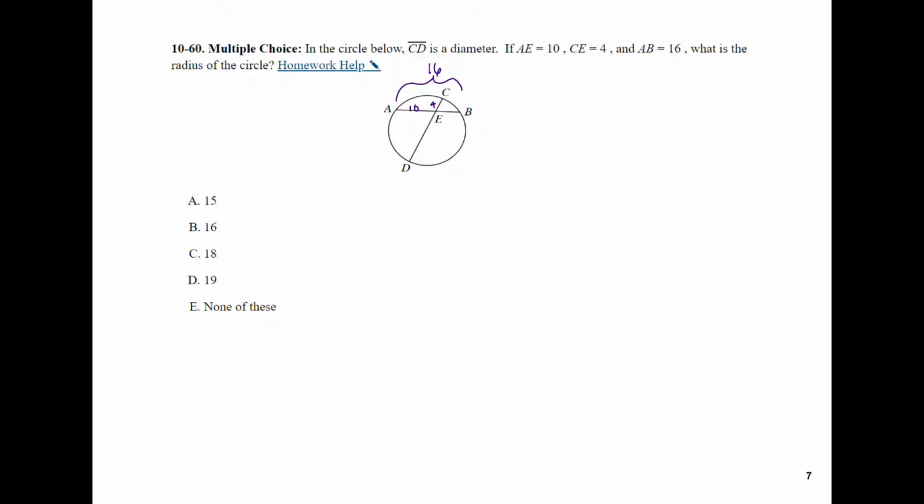So given this information, we know that the radius cannot probably be more than 10. If half of this is the radius, then half of it is 4. We don't really have enough information, so we would say none of these.